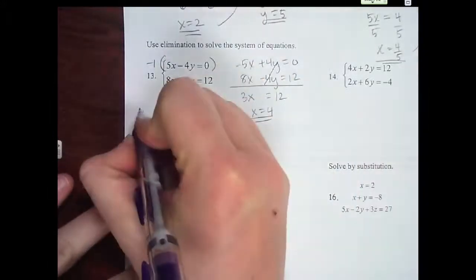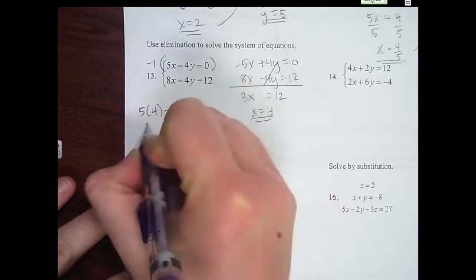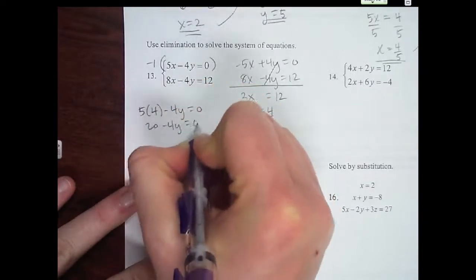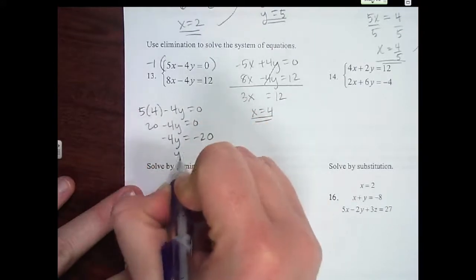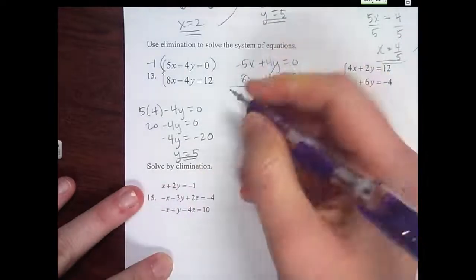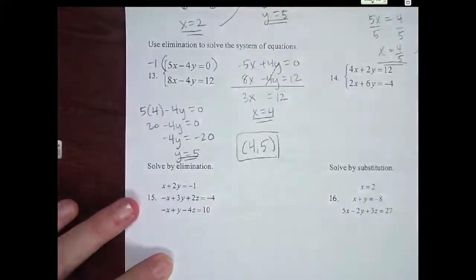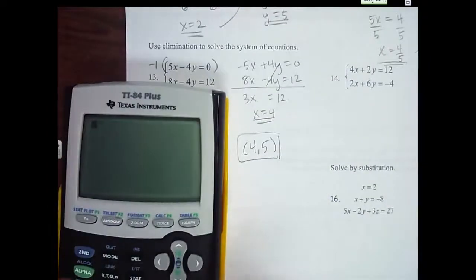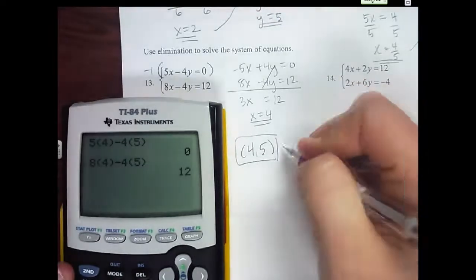So then I'm going to plug it back into the first equation. Put 4 in, which would be 20. I'm going to subtract over the 20 and divide by the -4, so I get 5. So I got 4 comma 5. Before I move on, let me check that. So I put into the first equation my 4 and my 5, I got 0. And then the second equation, and I got 12. So that works.